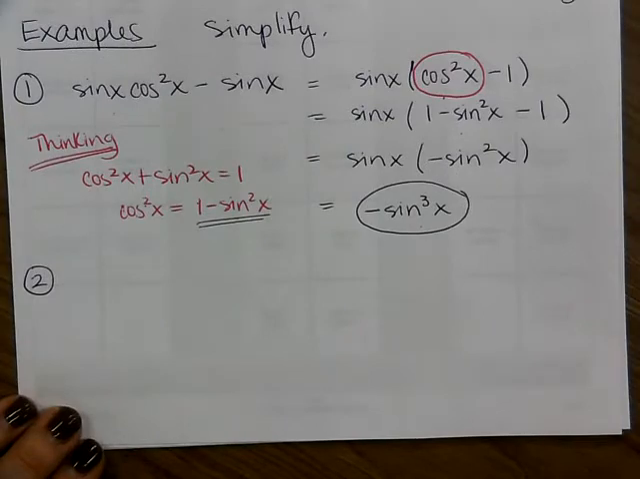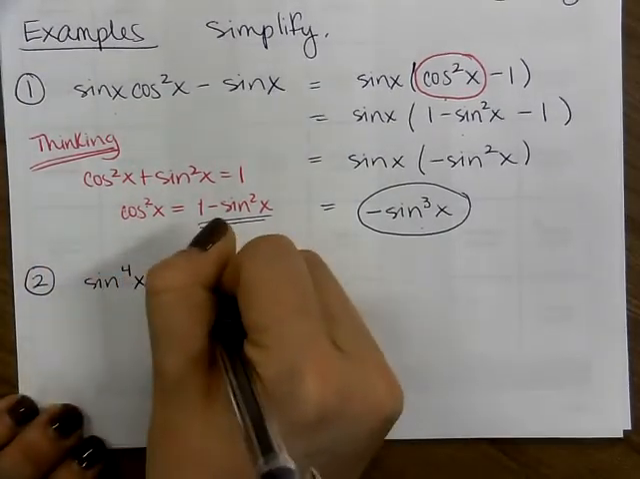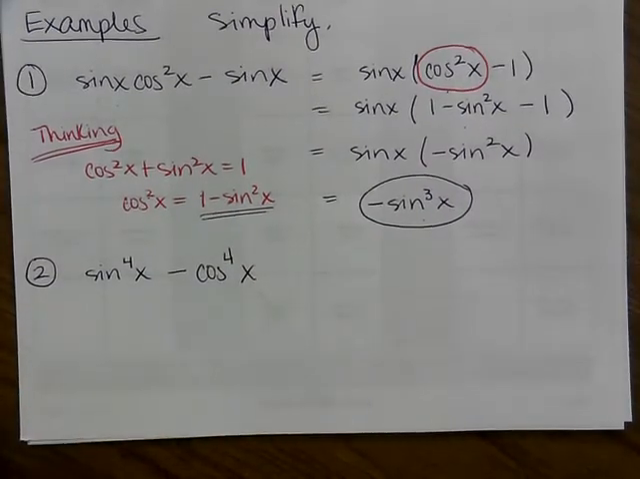Let's try this one. Sine to the 4th x minus cosine to the 4th x. Okay, so you're going to kind of guide this. I don't want to give away all the stuff. So what do you think?